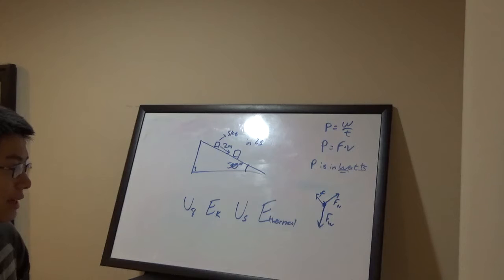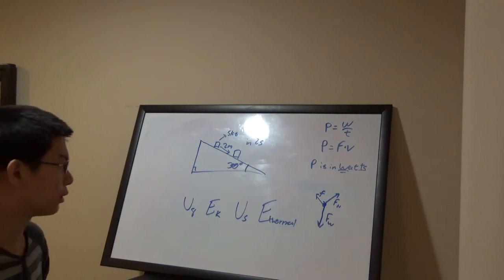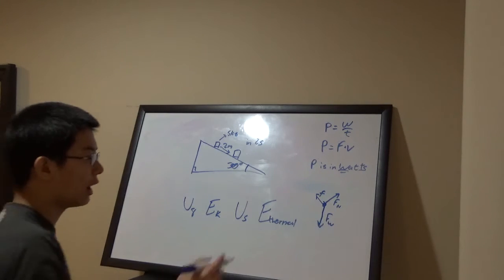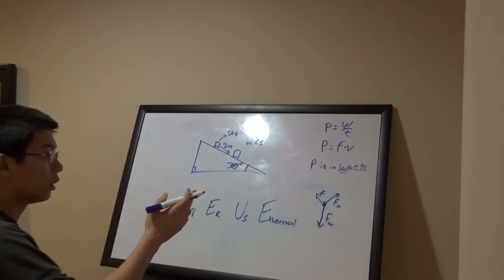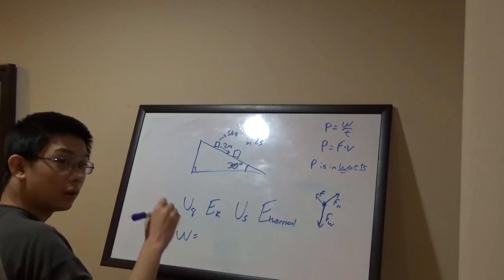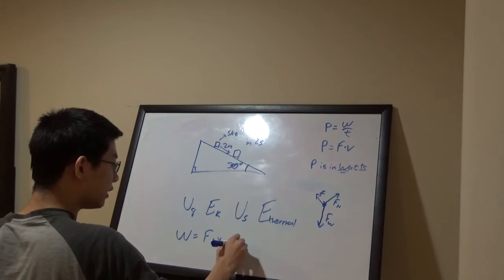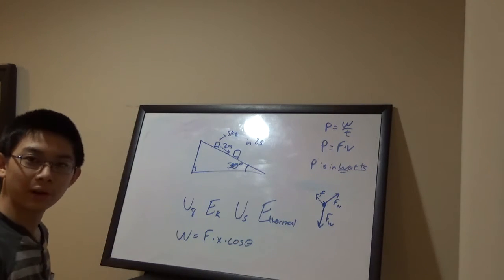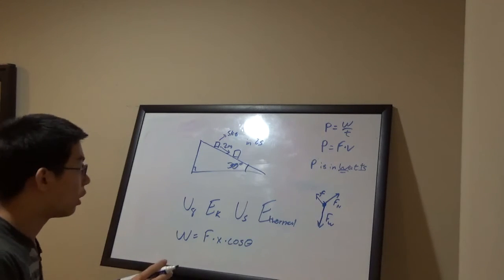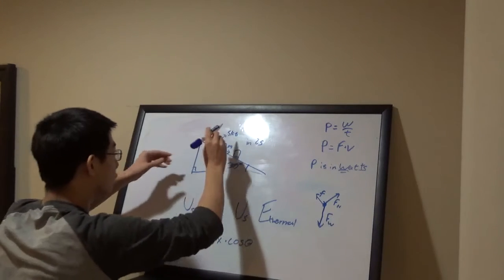Okay, so that's fine and all, but how exactly do we go about calculating? Let's start with the easiest one, F of n, right? So we know the equation for work. Work is equal to force times distance times the cosine of the angle between them. Remember, cosine of 90 degrees is 0. And we also know our normal force is perpendicular to the surface. Here is our normal force.